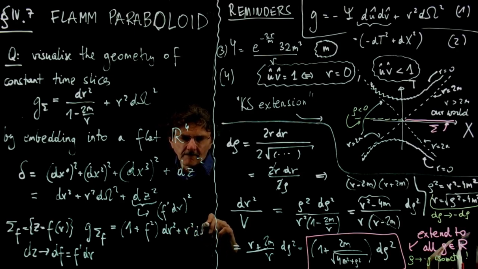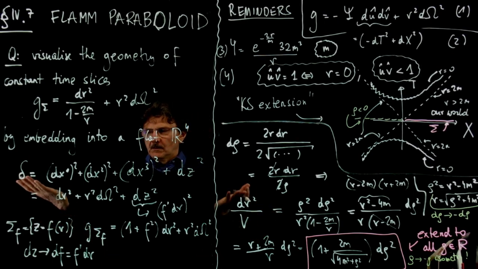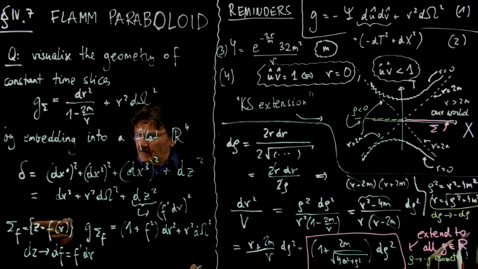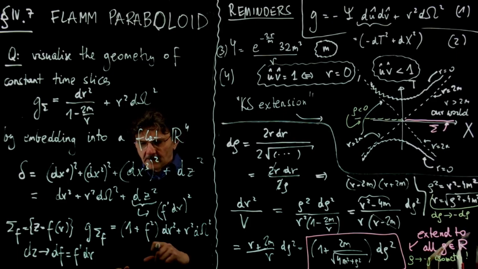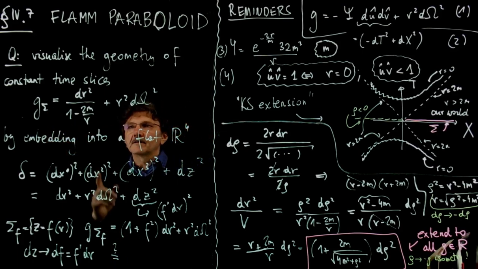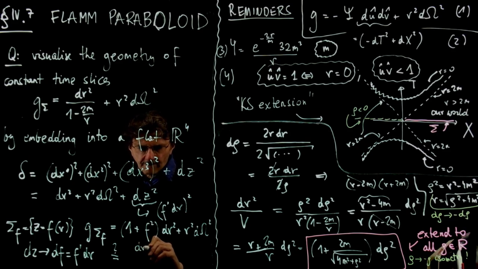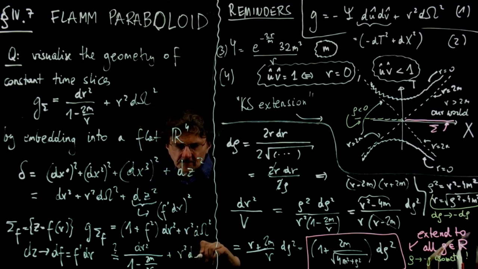Okay. So take any spherically symmetric graph of this form or hypersurface of this form in R4. If you give me a function f, this is the induced metric on this thing, right? Whatever f is, you're going to have an induced metric that looks like that. And now the question is, can I arrange things so that this is equal to g sigma, right? So can this be equal to dr square over 1 minus 2m over r plus r square d omega square?